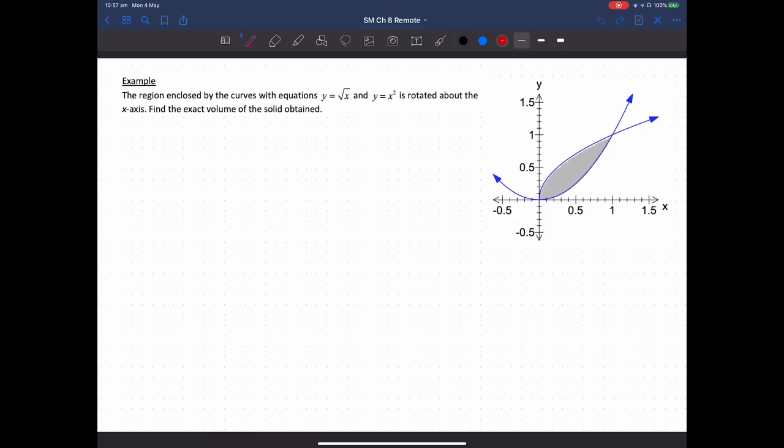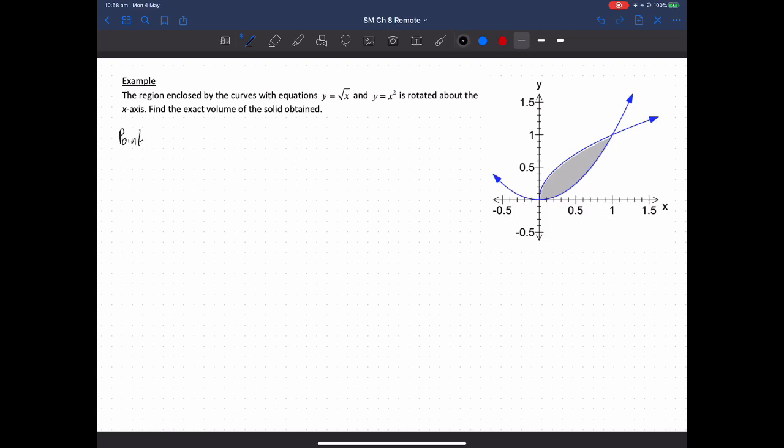In this example, we're going to find out the region enclosed between two curves, which is shown in the diagram as shaded grey. Then we're going to take this region and rotate it around the x-axis. To solve this question, what we need to do is firstly find out the points at which the two curves intersect. So we're going to find out the points of intersection.